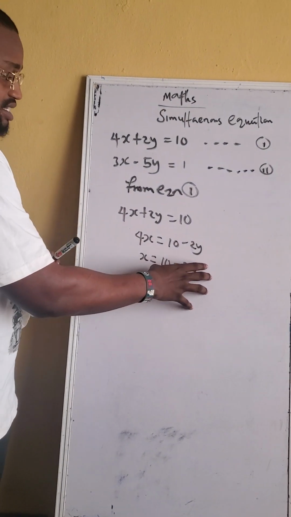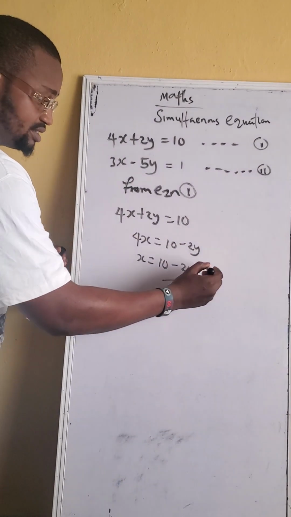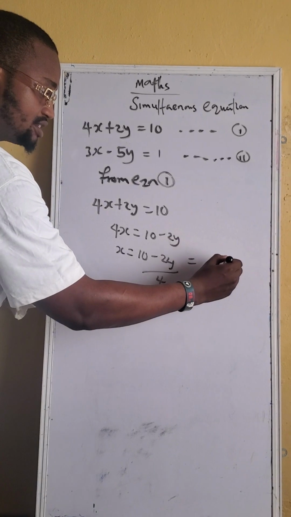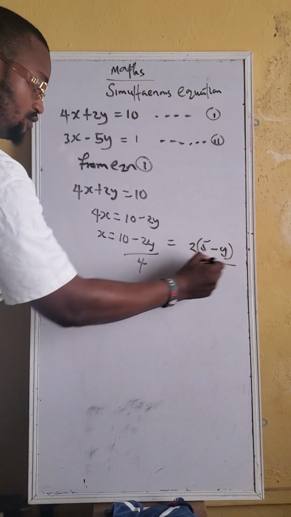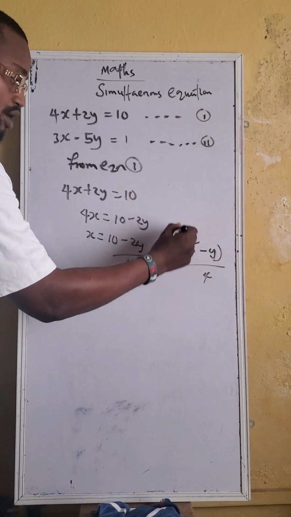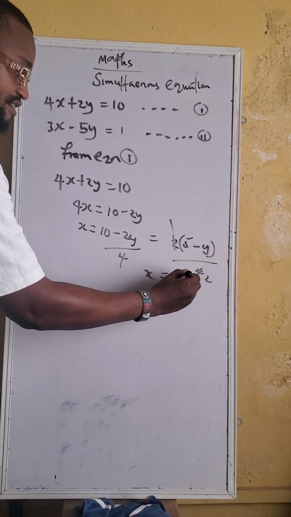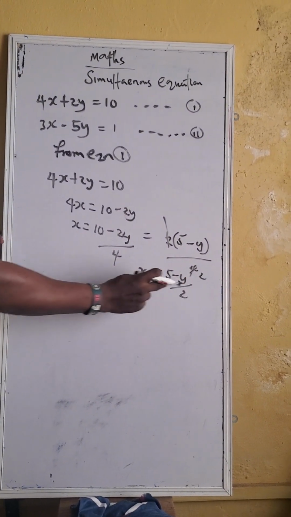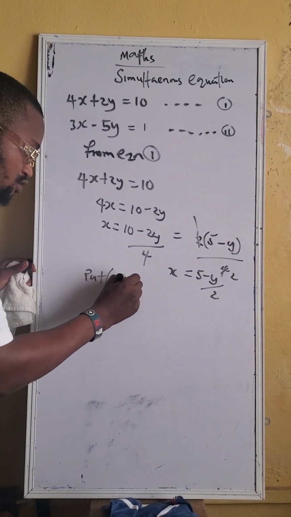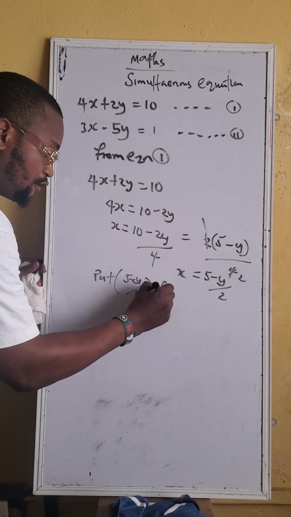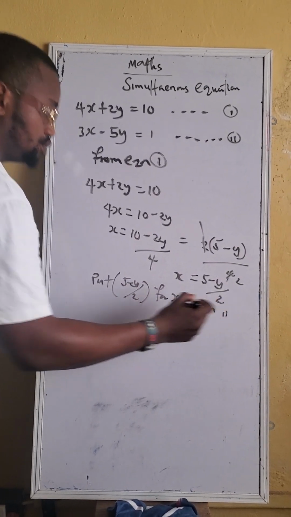We've made x subject of formula. So anytime we have x, we can insert it in another equation. Now we can do something. This is not in the simplest form. We can say 2 open bracket 5 minus y over 4. We can say 2 here 1, 2 here 2. So we can say our x is equal to 5 minus y over 2. Now we can put 5 minus y over 2 for x in equation 2.